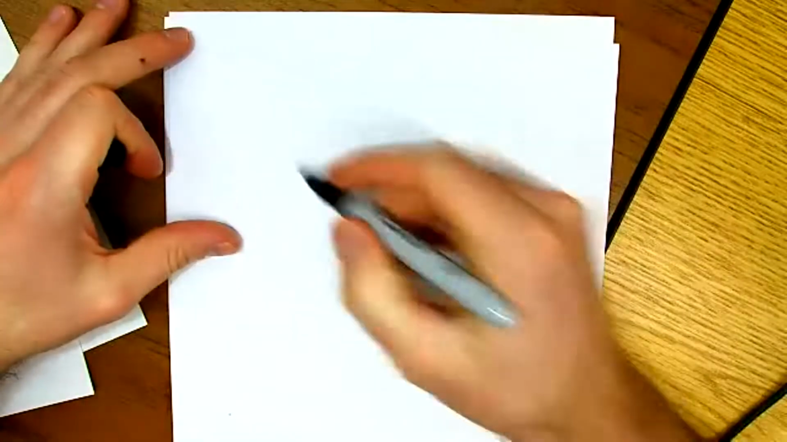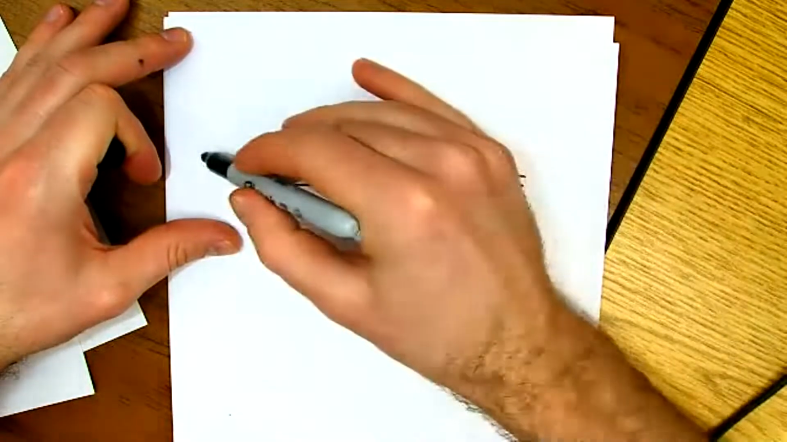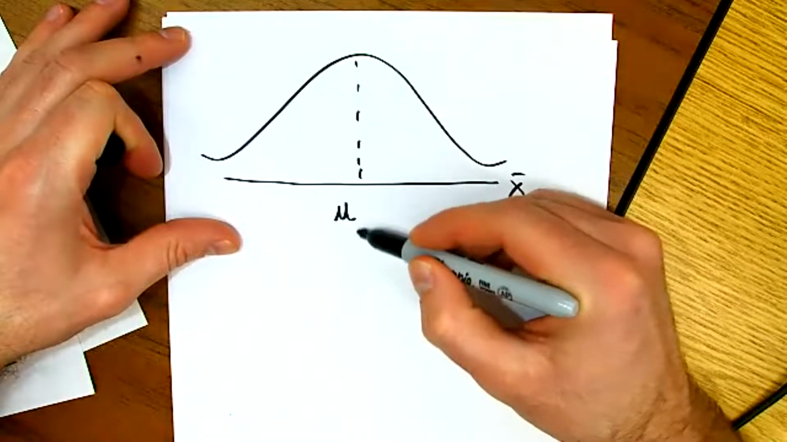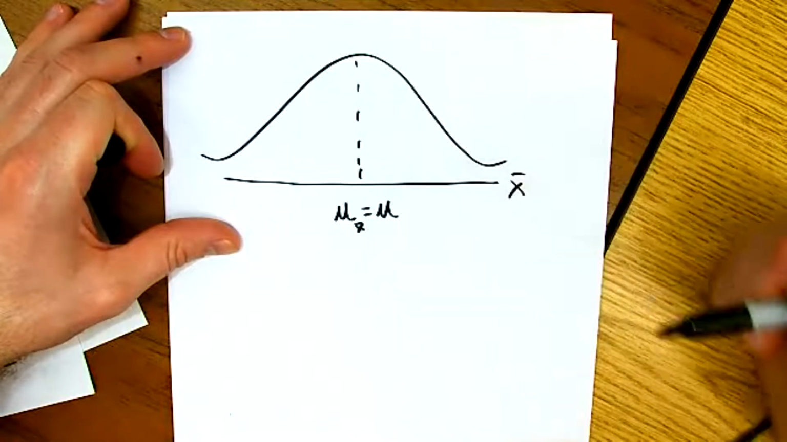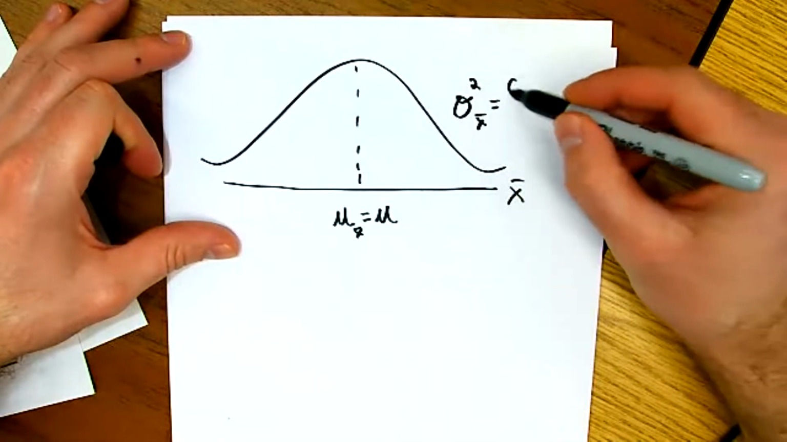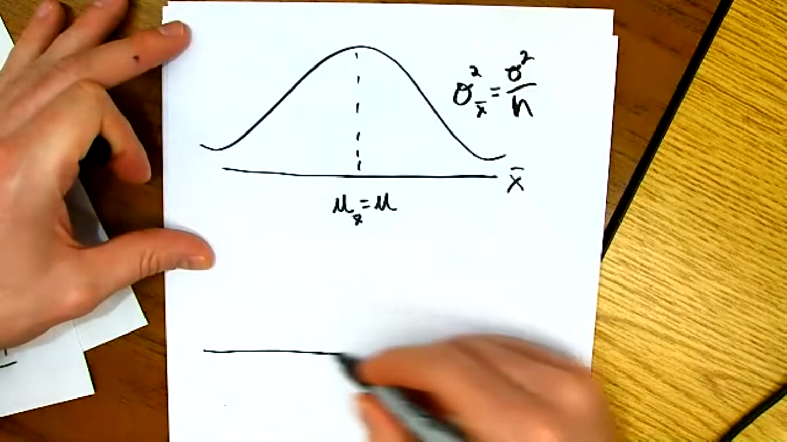Just to relate these two things, our sample means were normally distributed if we had a sample size over 30. The mean of my sample means was that population mean, and the variance of my sample means was the original variance of the data I sampled from over my sample size.